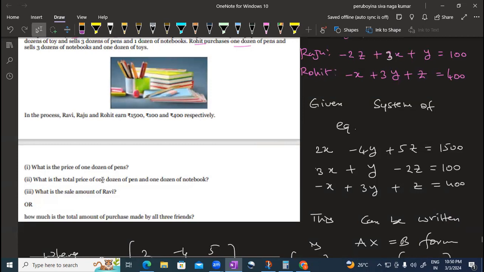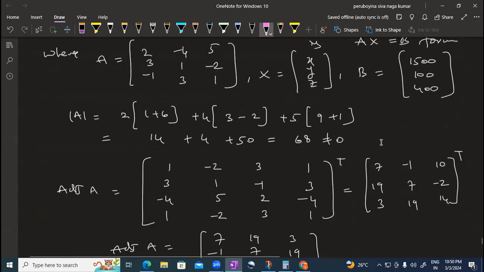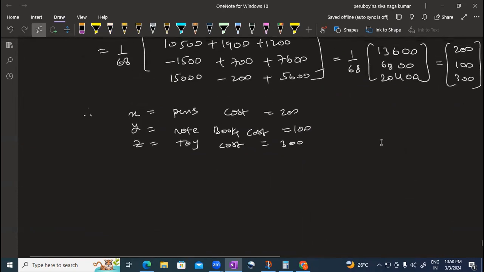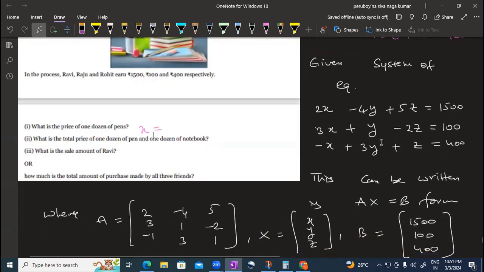After that, what is the cost of pens he is asking? We already calculated that x value: 200, 100, 300. So 200 is the first question's answer. What is the total price of a dozen pens and 1 dozen notebook? A dozen pens cost 200 plus 1 dozen notebook cost 100 rupees, so 300. That is the answer of the second question.